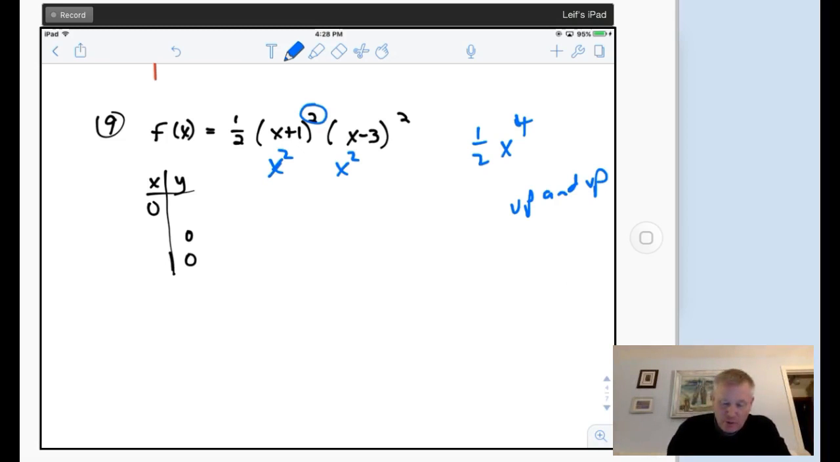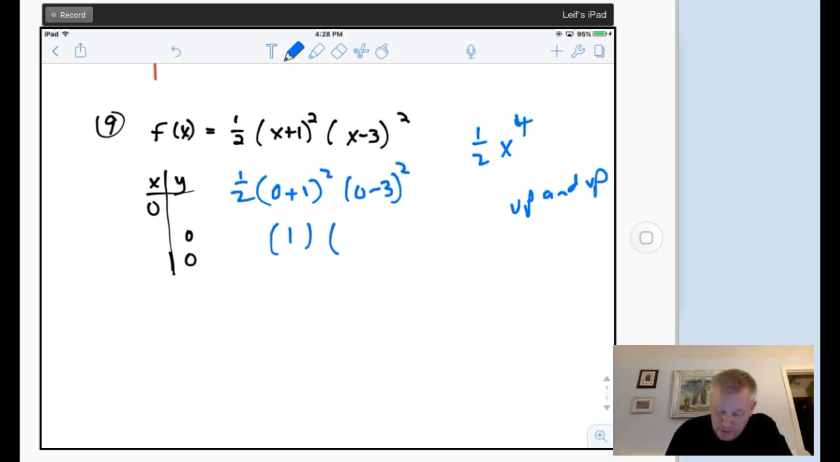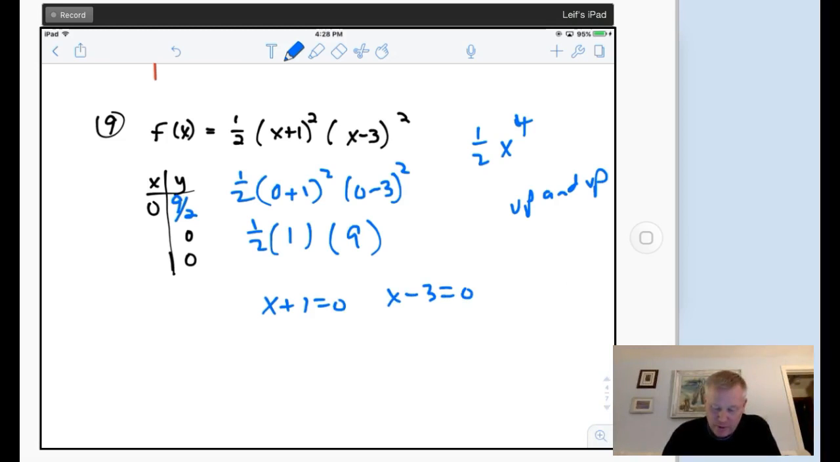Okay, all right. So let me plug in some zeros here. If I plug in 0, I get 0 plus 1 squared times 0 minus 3 squared. So 1 squared is 1. Negative 3 squared is positive 9 times 1/2 is 9/2, or 4.5. Okay. Now the nice thing about this is I don't have to factor it. It's already all factored, which means either x plus 1 equals 0 or x minus 3 equals 0. I'll get my two answers, x equals -1, x equals 3.